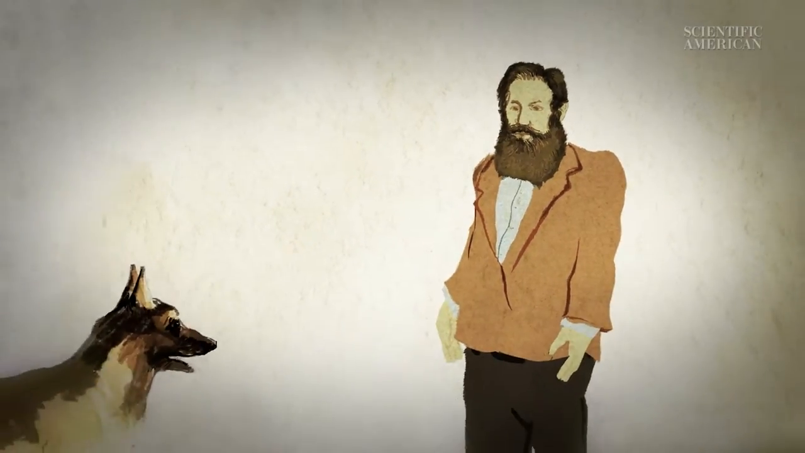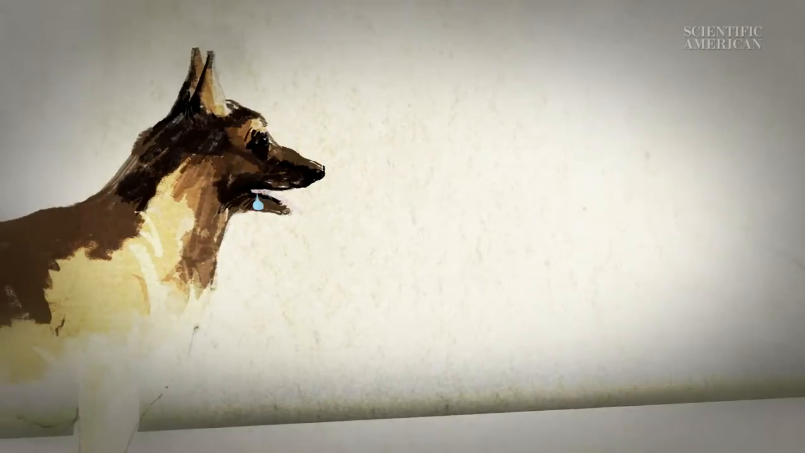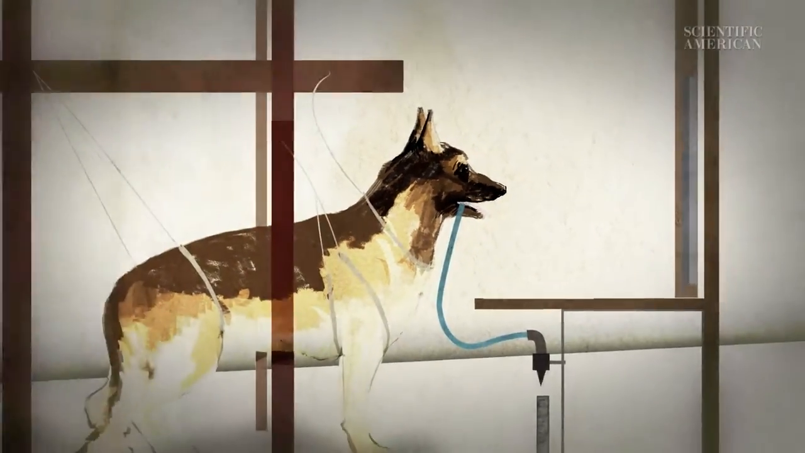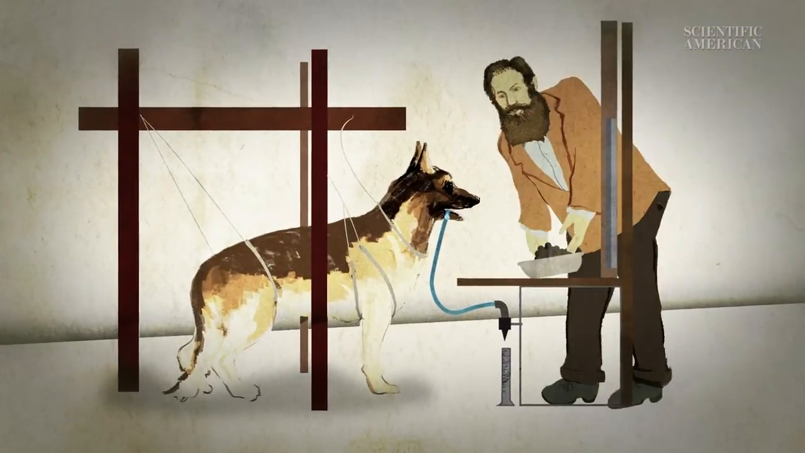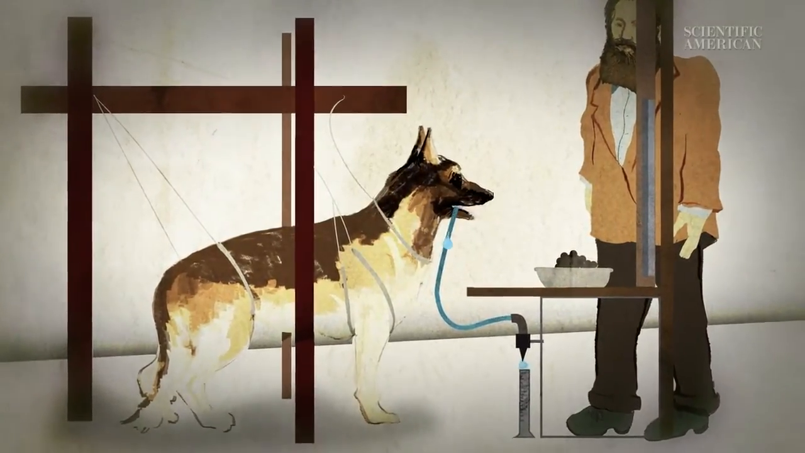Pavlov stumbled into his groundbreaking findings quite by accident. He was studying the salivary response of dogs to different types of foods. So he's got the dog basically in restraints. He's got a cannula connected to the salivary gland. Pavlov would put some food, or actually a food powder, in a dog's mouth. He'd collect saliva from the dog.